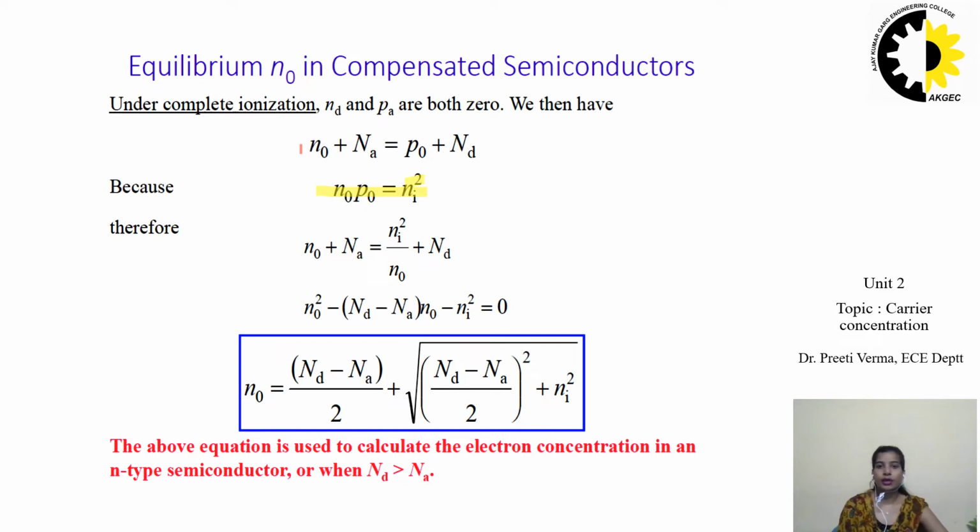We take the positive value of the electron concentration. So n naught is equal to (Nd minus Na) by 2 plus the square root of ((Nd minus Na) by 2) whole square plus ni square. This value of n naught represents the equilibrium concentration of carriers for a compensated semiconductor.